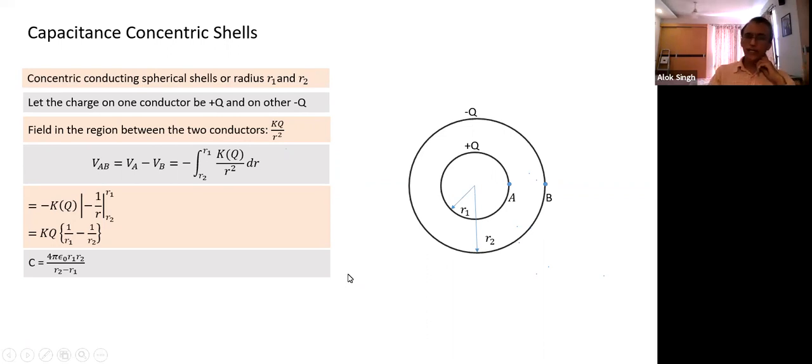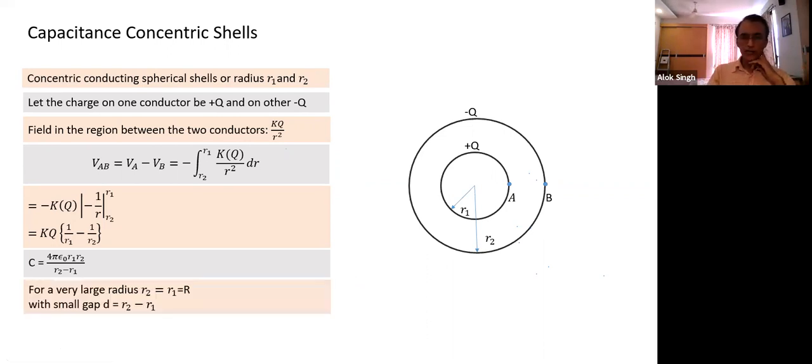Let me take a limiting case of the same. What is the limiting case? Let's say that both R1 and R2 are very large. What does very large mean? Let's say this R1 radius is 5 meters and R2 is 5.001 meters. So what does this mean? One is 5 meters, the other is 5.001 meters. Both are large radii. They are large compared to what? They are large compared to the distance between the two. So a small separation compared to the size of the shell.